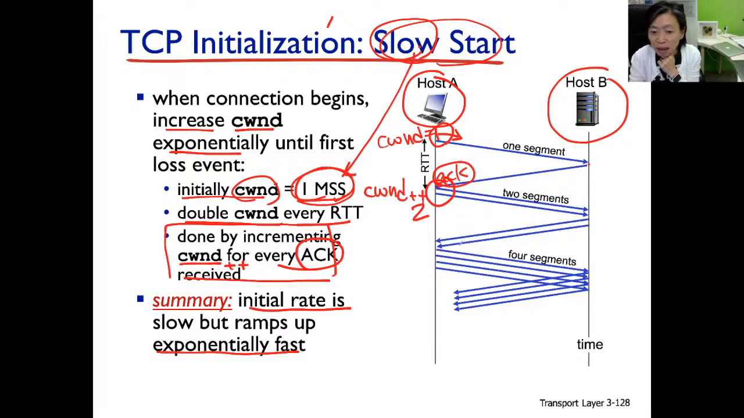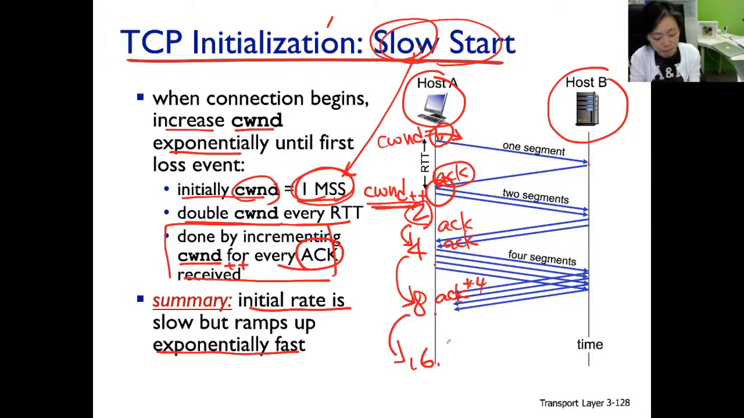So these will go and generate 2 ACKs coming back. The sender receiving 2 ACKs will call this line twice, therefore 2 becomes 4. Similarly, 4 ACKs come back, this will be called 4 times, therefore the window size becomes 8. And the next round, 16. You see an exponential increase here, by a factor of 2, isn't it?